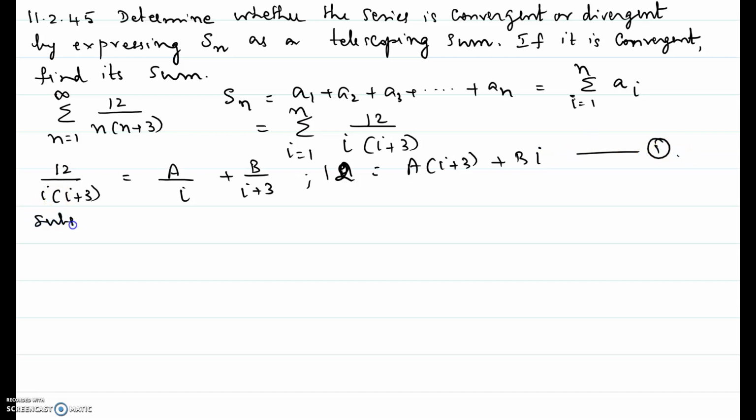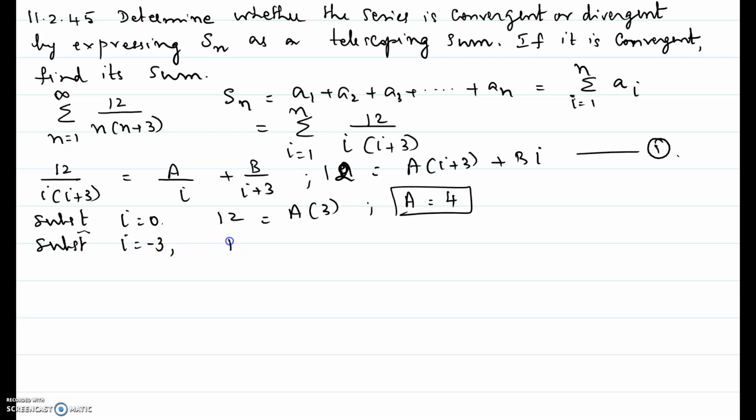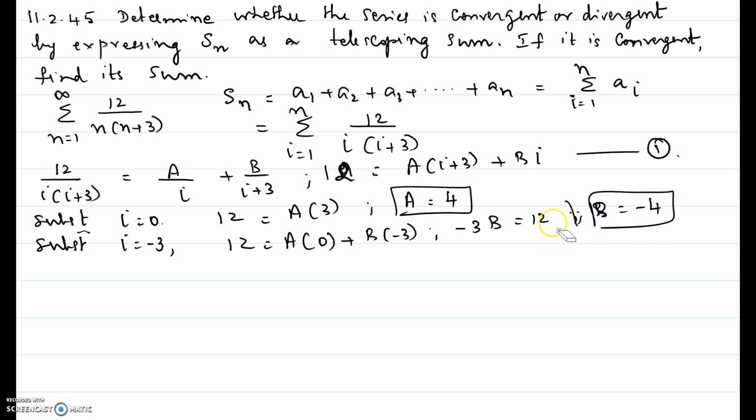So if you substitute i equal to 0 in step 1, we get 12 equal to a times 3, because i plus 3 becomes 0 plus 3, and as i is 0, the b term will cancel out. So this will give us a equal to 4. And then we will substitute i equal to negative 3. So 12 becomes a times 0 plus b times negative 3, or negative 3b equal to 12, or b equal to negative 4. So we got a and b.